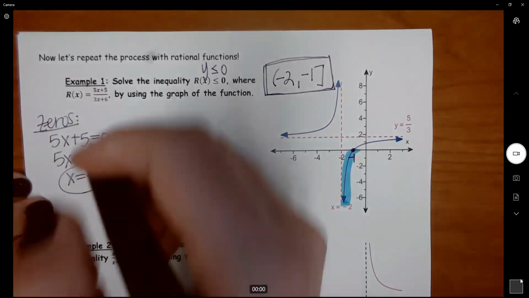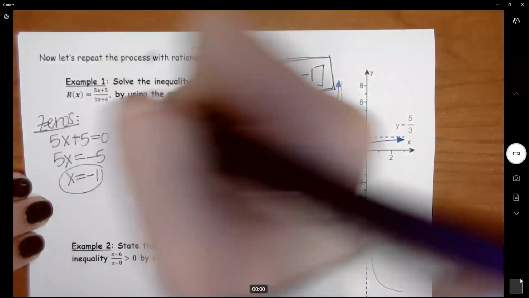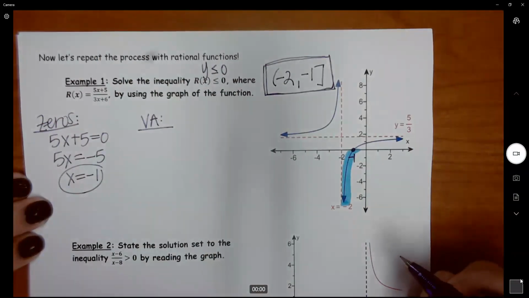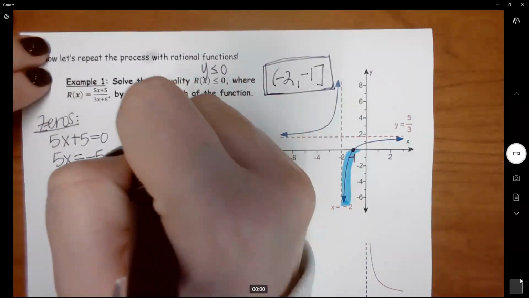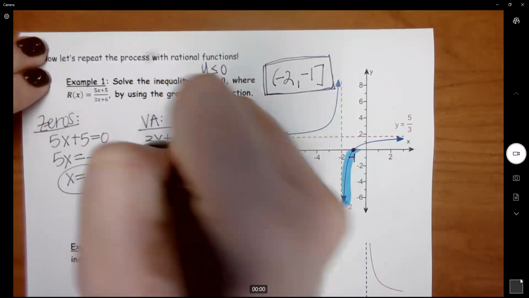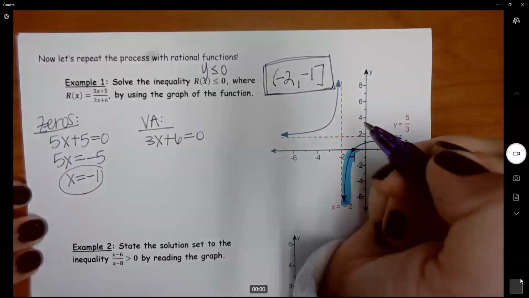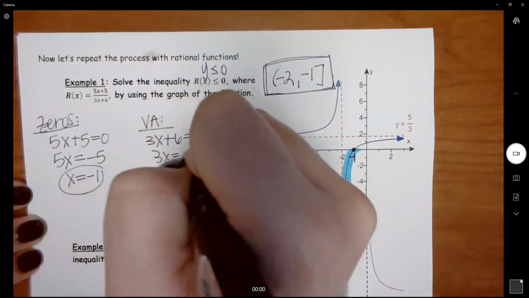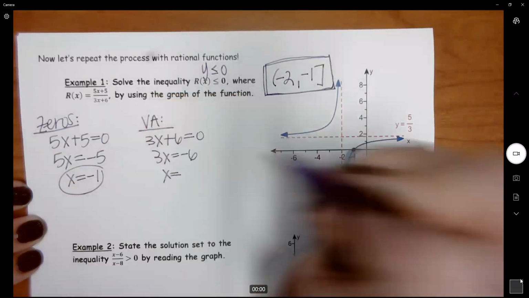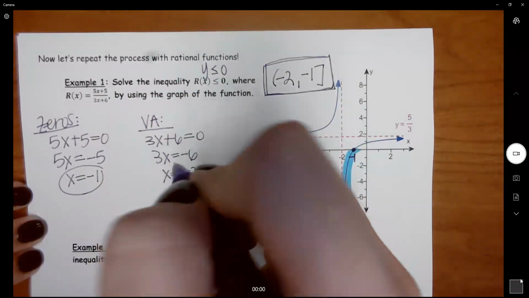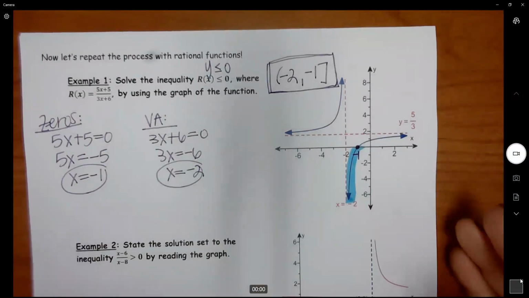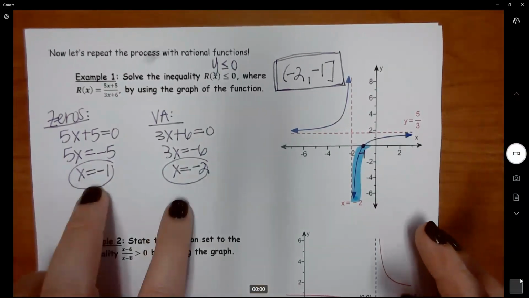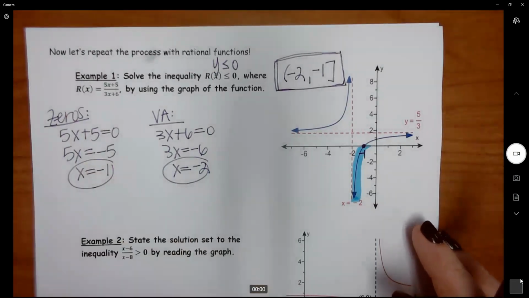And then the bottom part of these rational inequalities tells me my vertical asymptotes, and we get that by the bottom. So we'll set 3x plus 6 equal to 0. Subtract your 6 to get 3x equals -6. And then divide by 3 to get x equals -2, which is exactly where that vertical asymptote is. So when we solve it algebraically, this is what we're doing. We're finding the zeros and we're finding the vertical asymptotes.